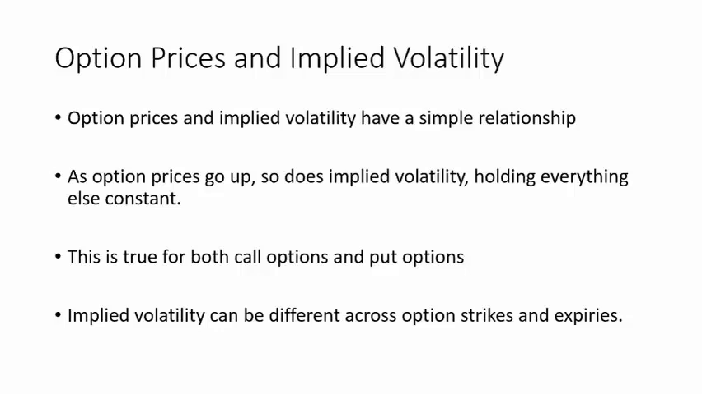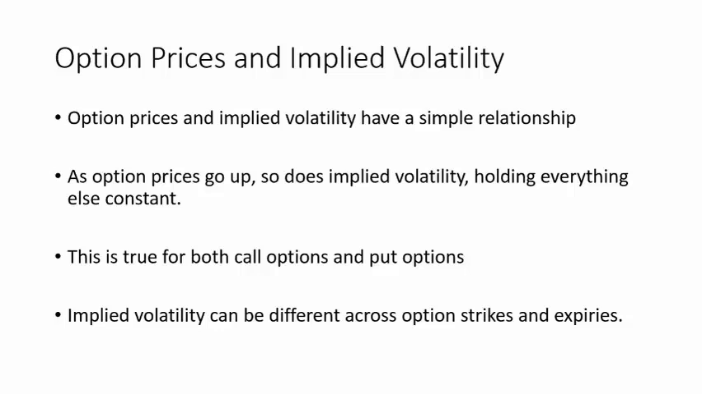Right? So suppose the current option price is 5, and the implied volatility based on this option price is 20%. Now if the option were to start trading at 6, say it went up, then the implied volatility would be something higher than 20%. So the key thing to remember here is that as option prices go up, so does implied volatility, holding everything else constant.